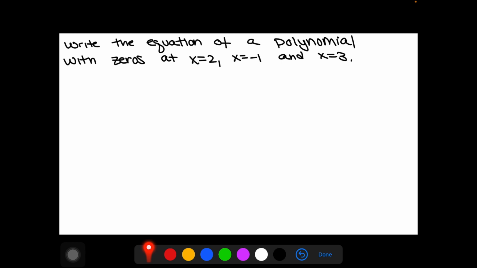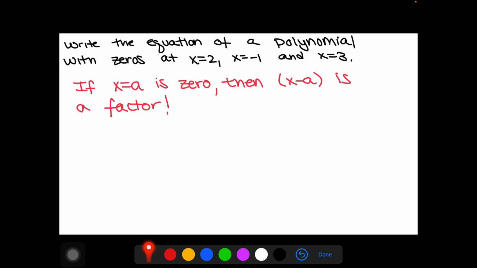Here's another example. Let's see if we can work backwards now. Write the equation of a polynomial with zeros at x equal 2, x equal negative 1, and x equal 3. So first of all, this word zeros means x-intercepts. Zeros are the exact same thing as x-intercepts.